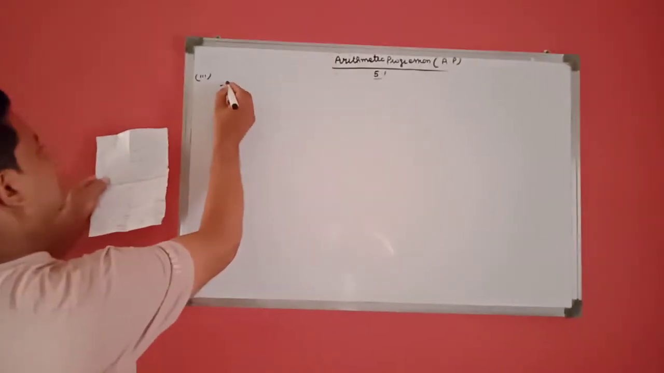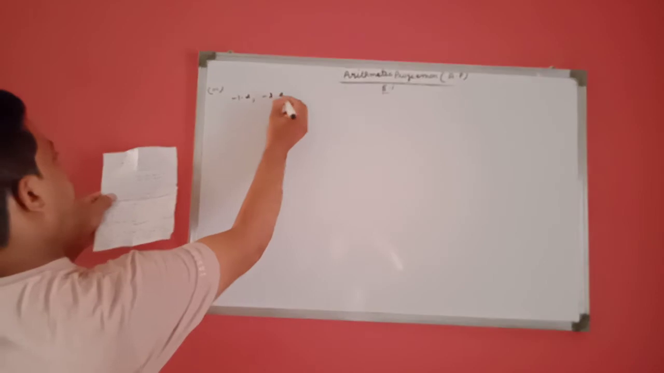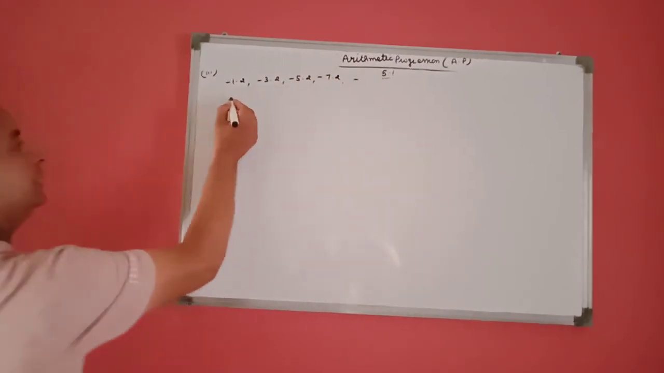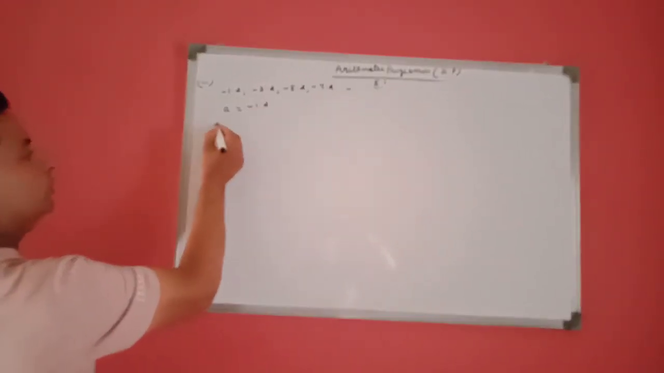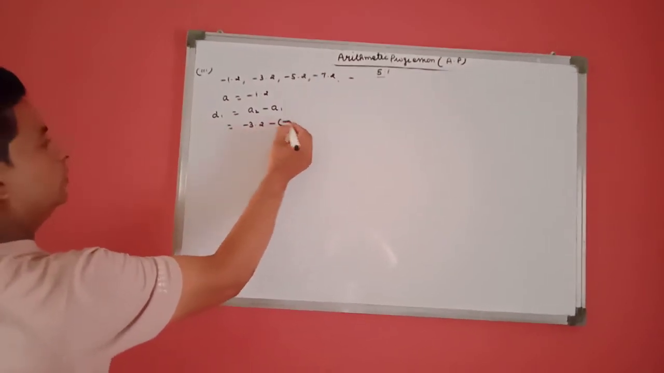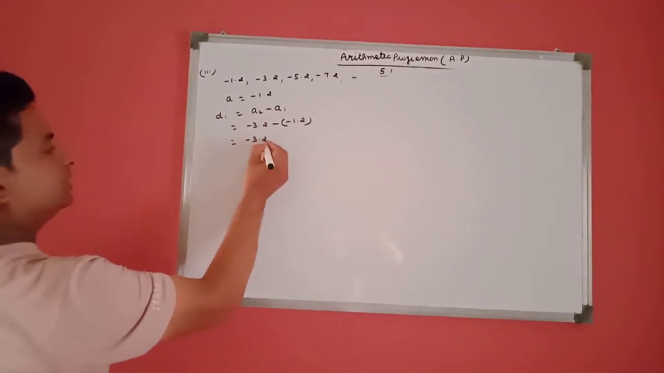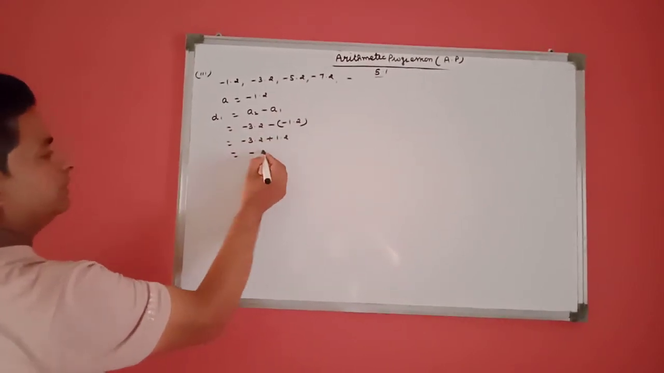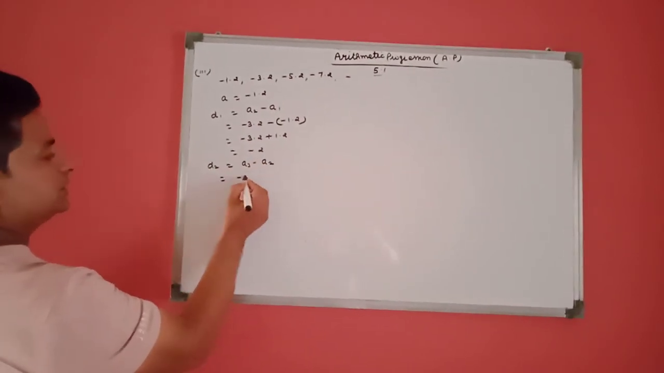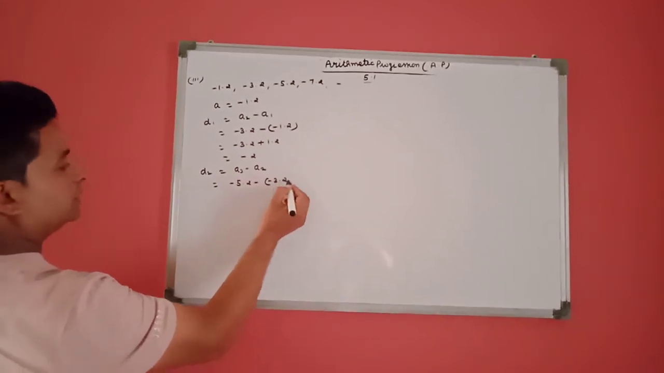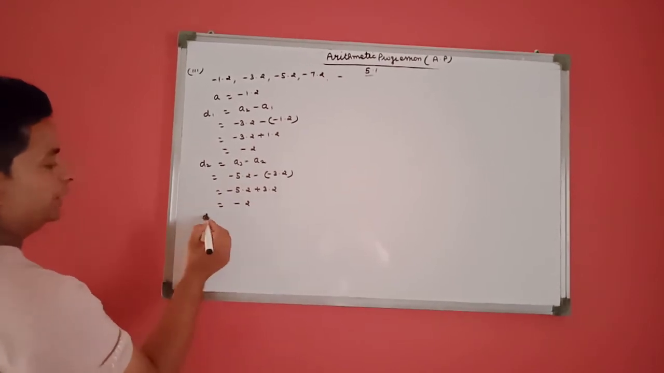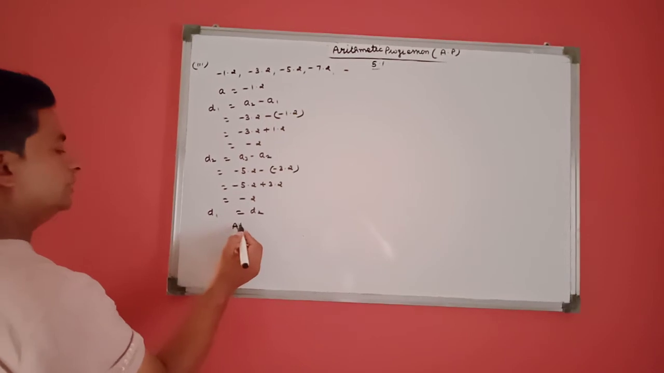In question number 3, the statement is minus 1/2, 3/2, 5/2, 7/2. In this, the first term is minus 1/2, and the common difference is a2 minus a1, which is 3/2 minus (minus 1/2), which is 3/2 plus 1/2, which is 2. So d2 is a3 minus a2, which is 5/2 minus 3/2, which is 2. In this, d1 is equal to d2, so it is an AP.